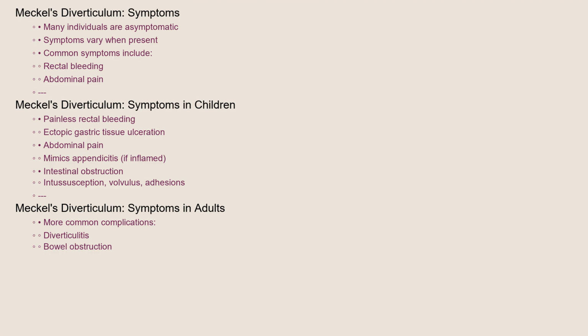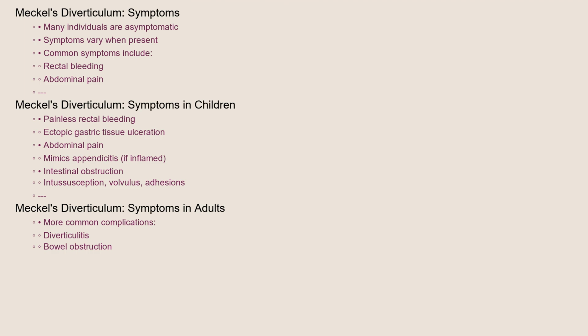Meckel's diverticulum is estimated to affect approximately 2% of the population, making it the most common congenital anomaly of the gastrointestinal tract. It's often diagnosed in childhood, typically before the age of 10, although it can sometimes go undetected until adulthood. Males are more likely to be symptomatic than females, with a male-to-female ratio of around 2:1 or 3:1. Many individuals with Meckel's diverticulum remain asymptomatic throughout their lives.